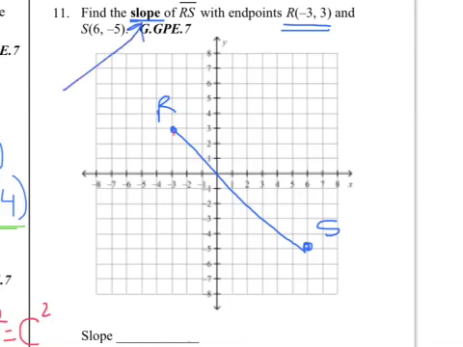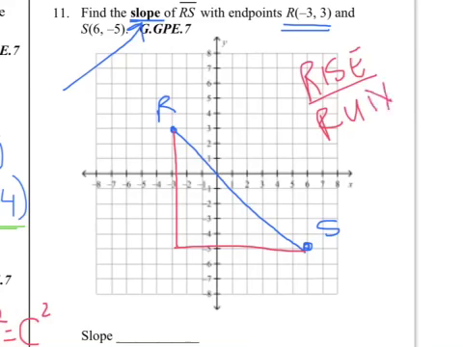So hopefully you remember slope or inclination is always the rise over the run. And so I drew in a little right triangle to make it easier for me, and I'm just going to count straight down. That's 8 boxes. Over to the right is a total of 9 boxes. So my slope of RS is 8 over 9.